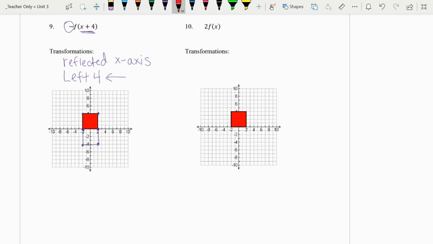Okay, so I'm going to do that part in red. So if I move this point left 4, it would now be at -6. If I move this point 4, it would be at -2. So our new square would be here as a final answer.